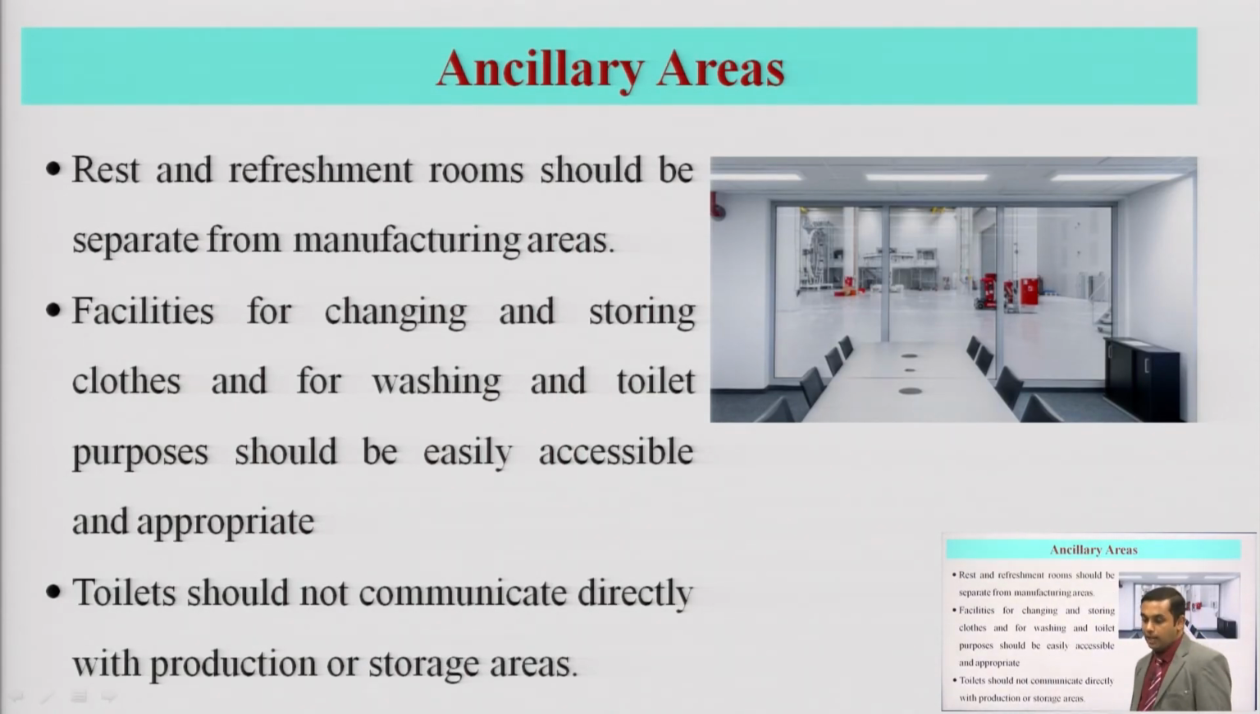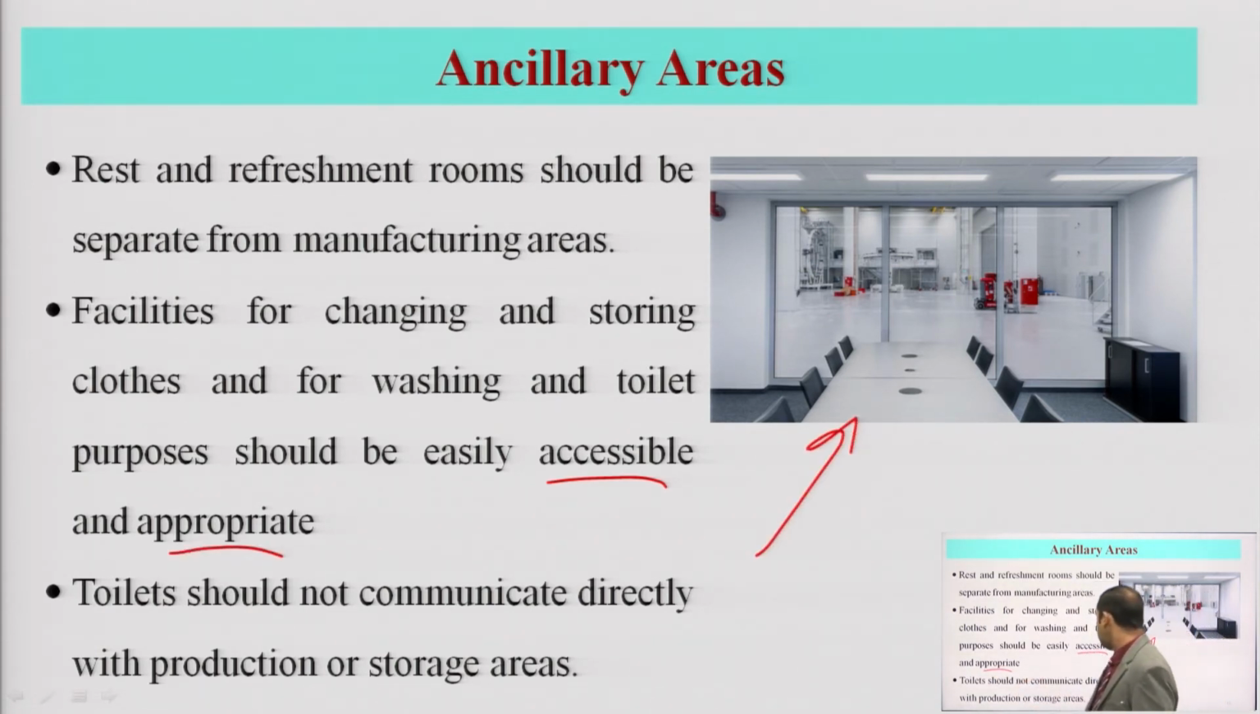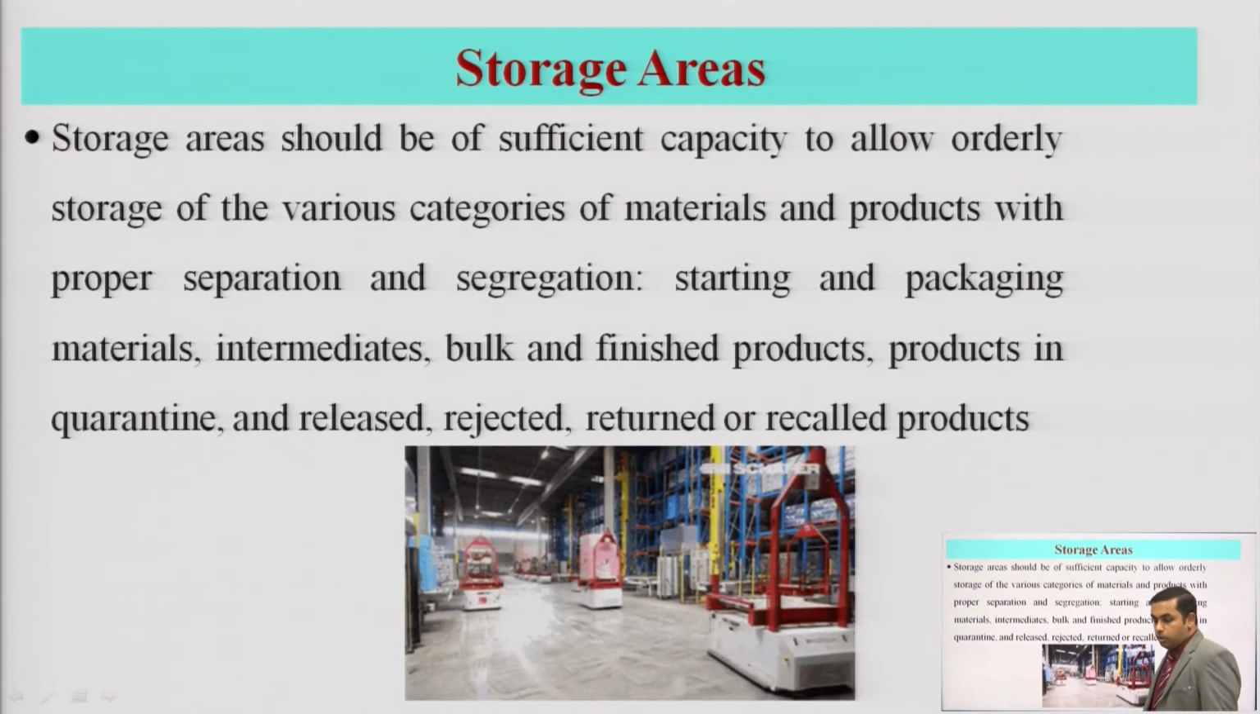Now, come to the ancillary area. Rest and refreshment rooms should be separated from the manufacturing areas. Facilities for changing and storing clothes, and for washing and toilet purposes, should be easily accessible and appropriate. For example, in ancillary areas, toilets should not communicate directly with the production and storage areas. While maintaining safety and hygiene, we are making the connection between the production areas and other areas.